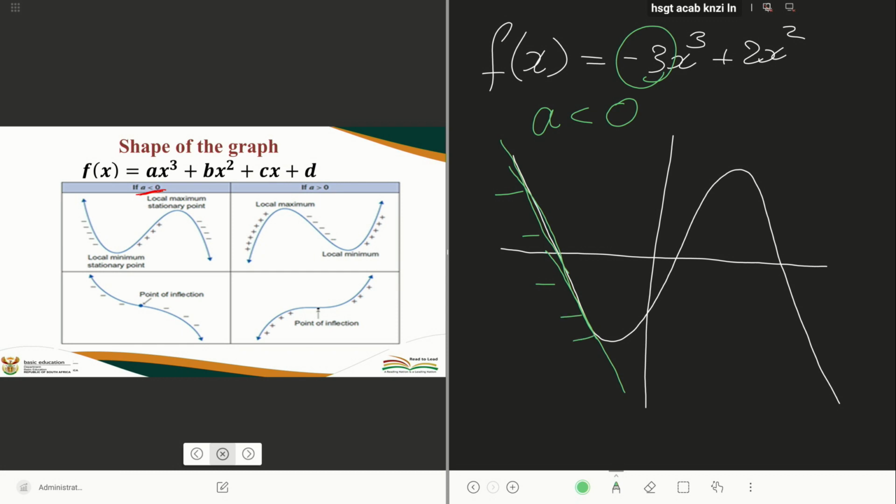But there at the stationary point, don't forget, the gradient is 0. Why? Stationary point. Then, when you go to this part, my graph is going up. When I draw any tangent, I can see that its gradient will be positive. So at this part, when my graph is going up, the gradient is positive.